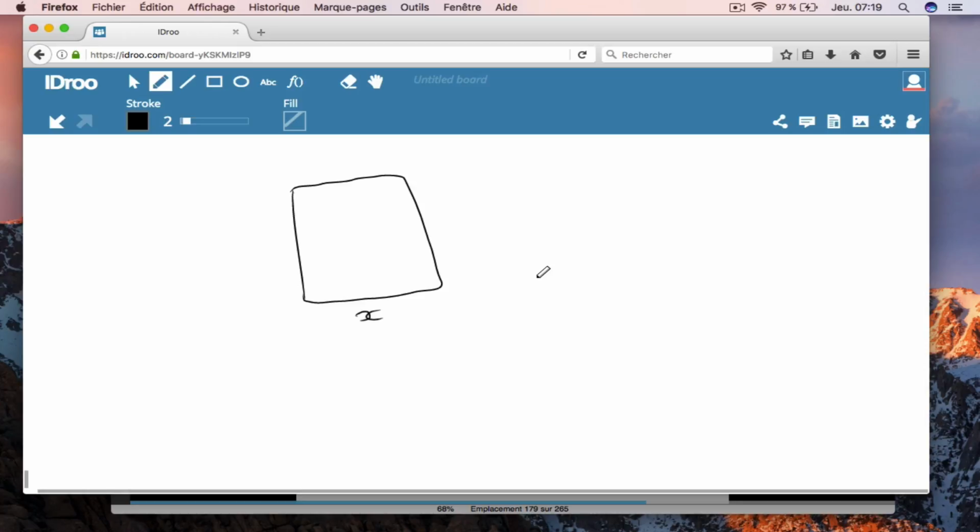cette pièce. So, the function related to this area is called a of x equals x to the power 2, x to the square.